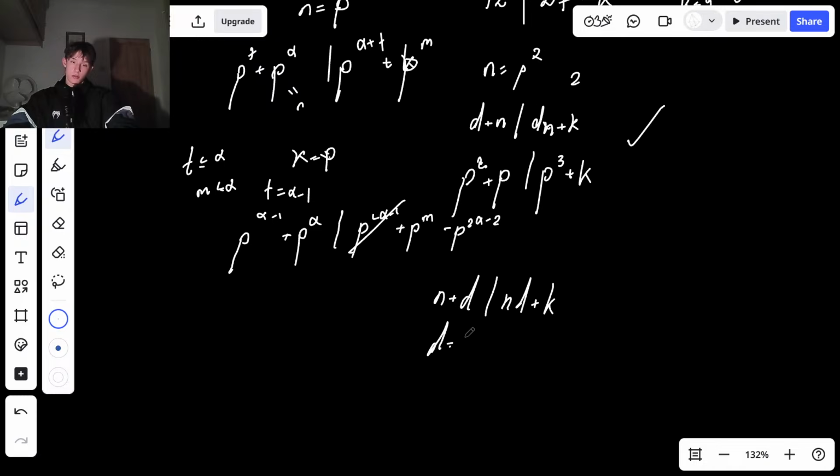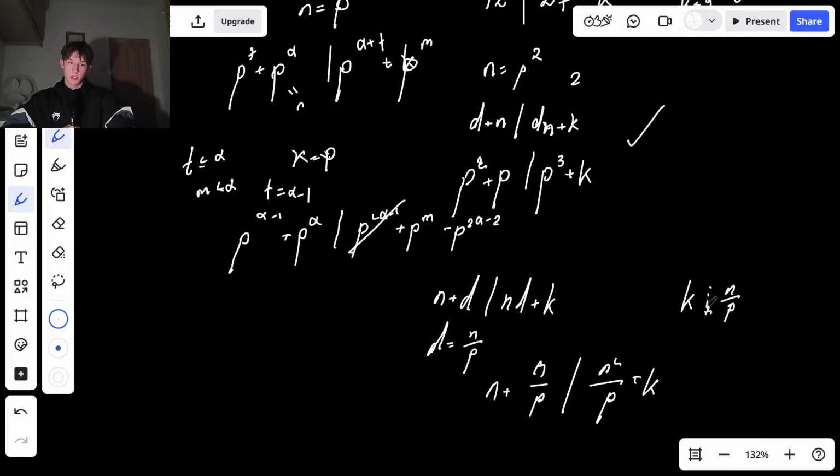What if d is equal to n over some prime p? Then I know that n plus n over p divides n squared over p plus k. So this thing is divisible by n over p, and this thing is divisible by n over p, so k must be divisible by n over p.